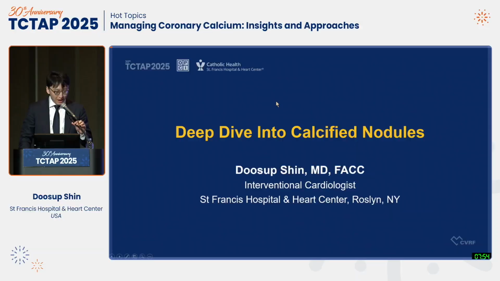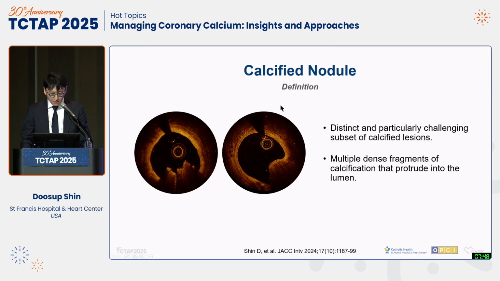Thank you for having me today. Good morning, everyone. I'd like to talk about calcified nodule, and I have no disclosure relevant to this talk. So calcified nodule is a distinct and particularly challenging subset of calcific lesions, perhaps the most challenging lesion in PCI. It's characterized by multiple dense fragments of calcification that protrude into the lumen.